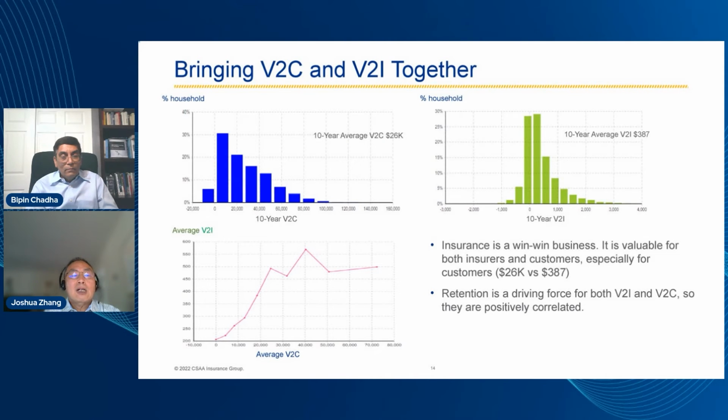So now we have talked about V2C and V2I separately. Again, it's value to customer and value to insurer. Now we can bring them together. The blue bar chart is the distribution of V2C, which averages at $26,000 for 10 years. The green bar chart is the distribution for V2I, which averages at 387. This shows that insurance is a win-win business. It's valuable for both insurer and the customer.